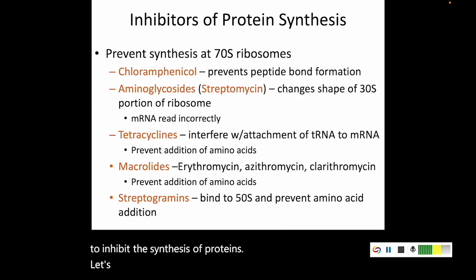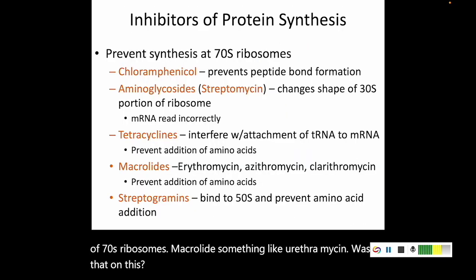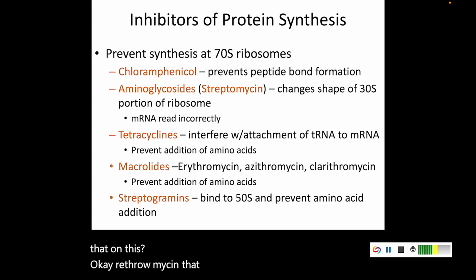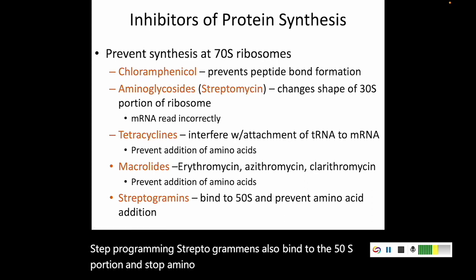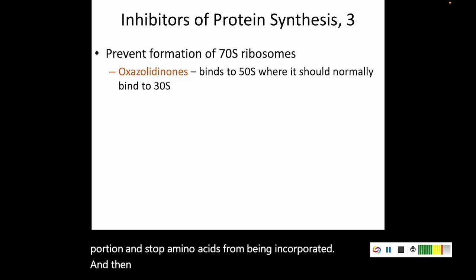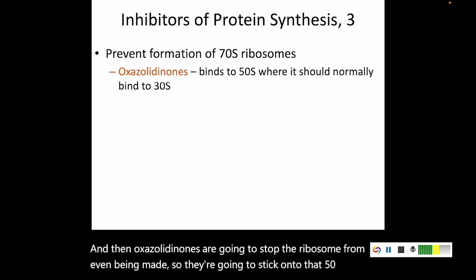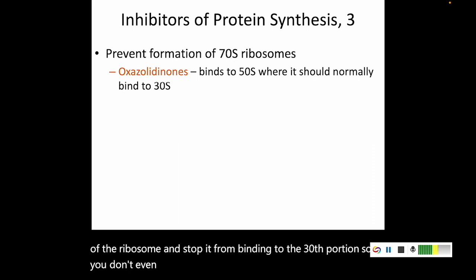Let's see. Macrolides and streptogramins also are able to prevent synthesis of 70S ribosomes. Macrolides, something like erythromycin. Was that on this? Okay. Erythromycin stops amino acids from being added. Streptogramins also bind to the 50S portion and stop amino acids from being incorporated. And then oxazolidinones are going to stop the ribosome from even being made. So they're going to stick onto that 50S portion of the ribosome and stop it from binding to the 30S portion. So you don't even make a ribosome at all to begin with.